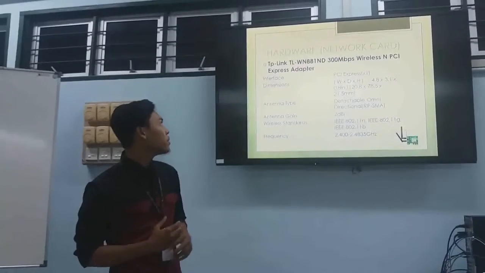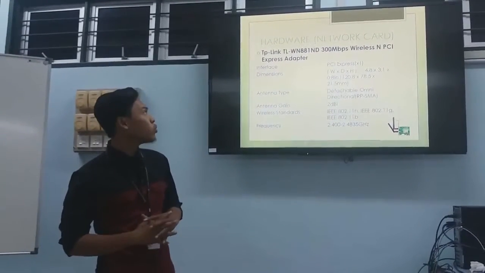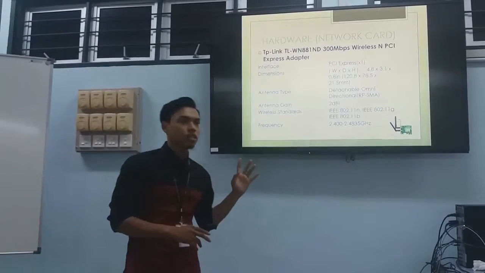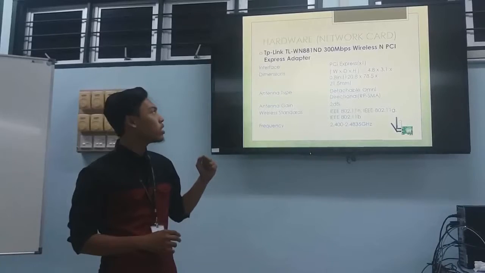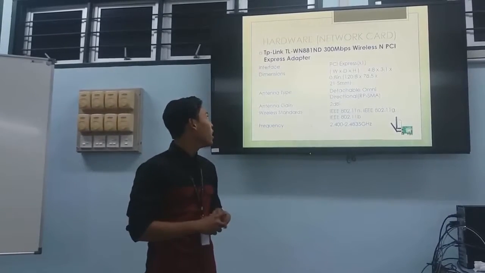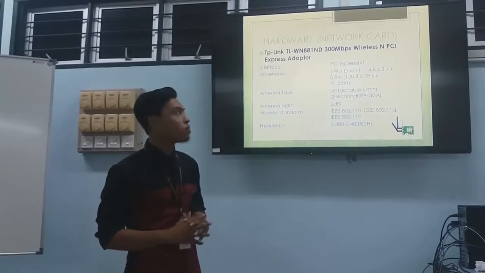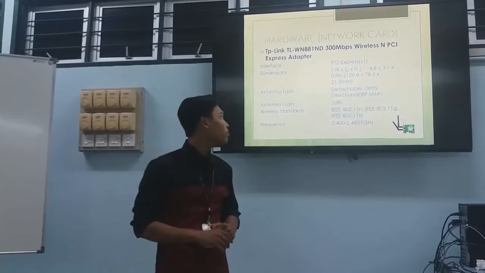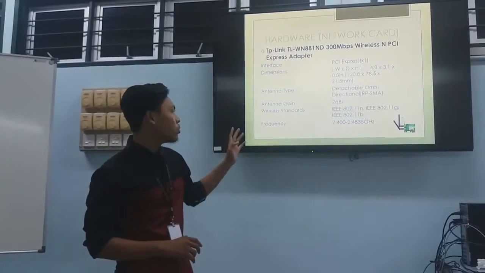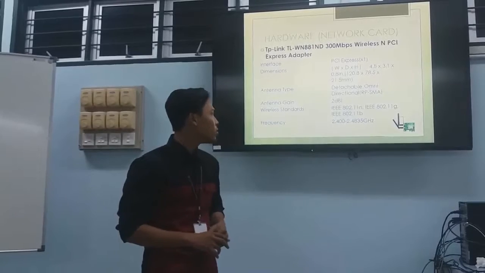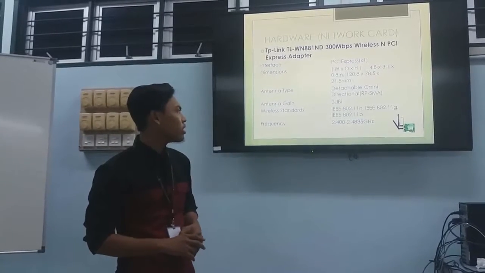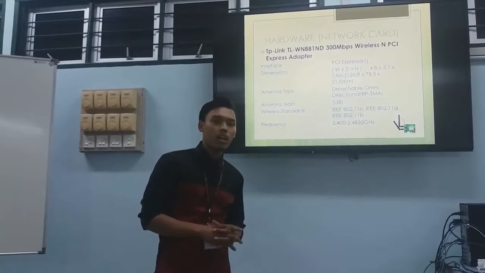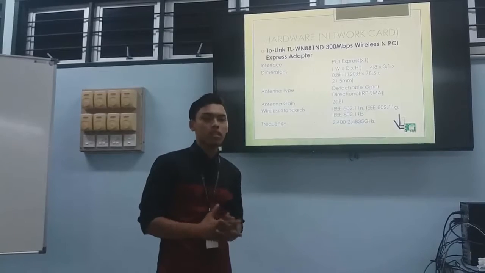The network card we choose is TP-Link TN-WN881ND 300 Mbps. With this network card the internet will go fast, up to 300 Mbps. And the interface is PCI Express. And the antenna type is detachable only. And the frequency is 2.400 to 2.4835 GHz. This is good for Lisa to play online games or do online work.